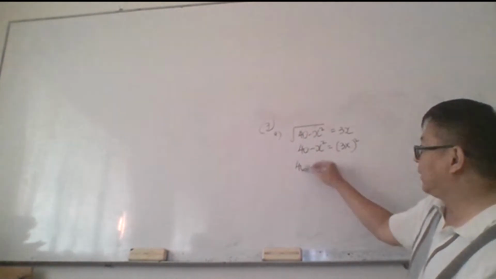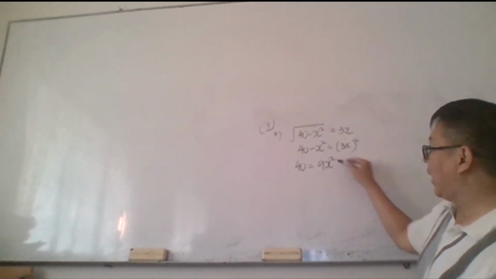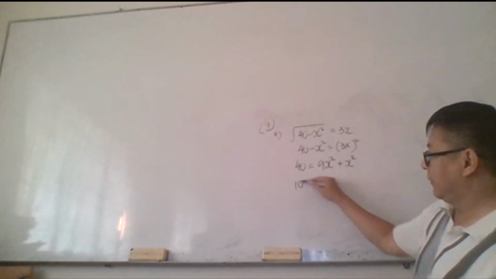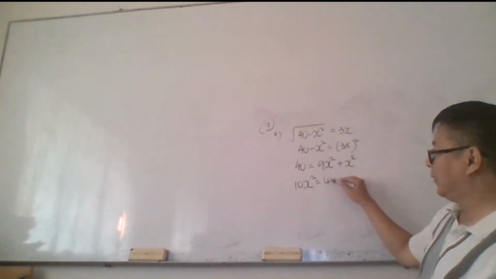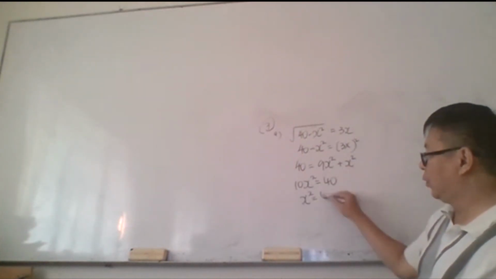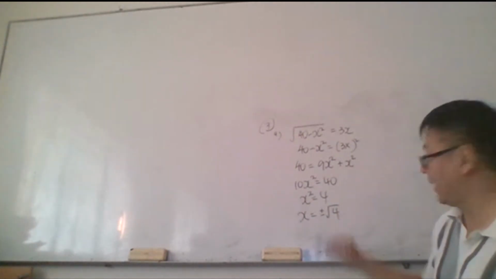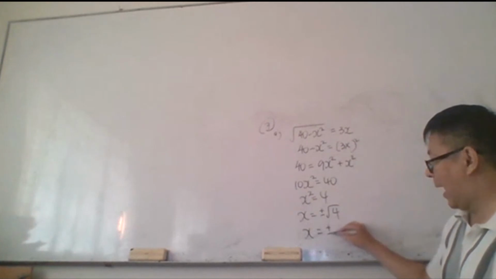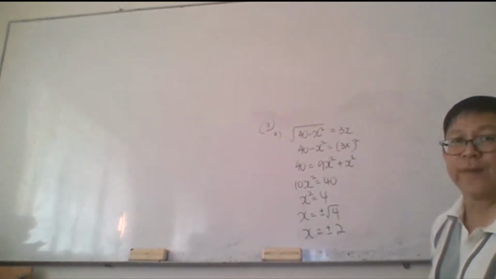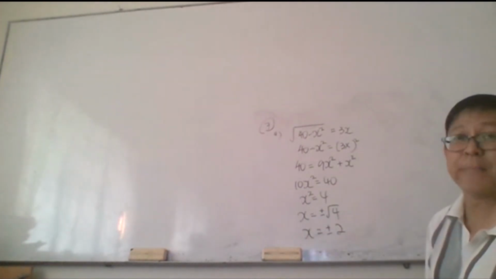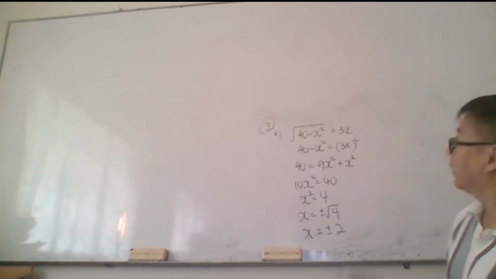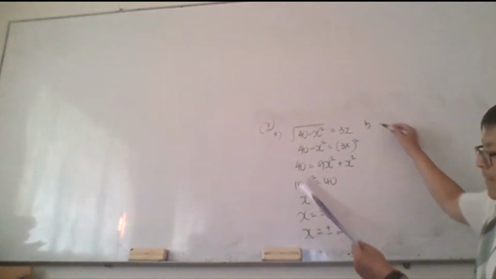So that 40 equals 9x squared plus x squared, and 10x squared equals 40. So x squared equals 4, and x will be the square root. When we come to square root, we may have plus minus, so the final answer will be plus minus 2.